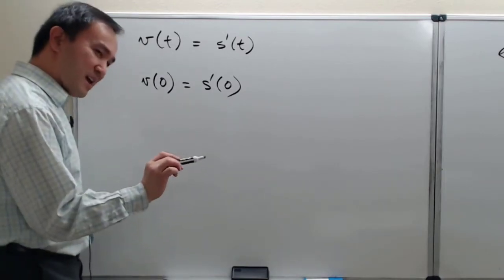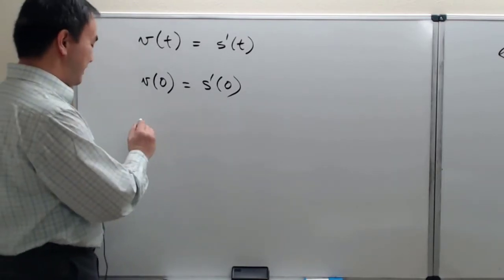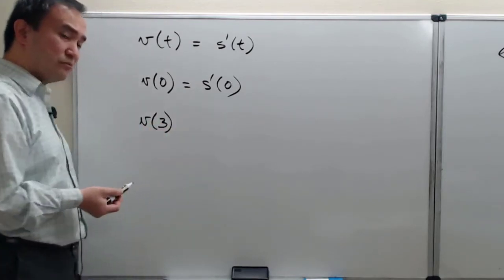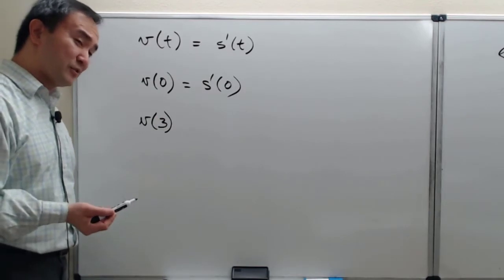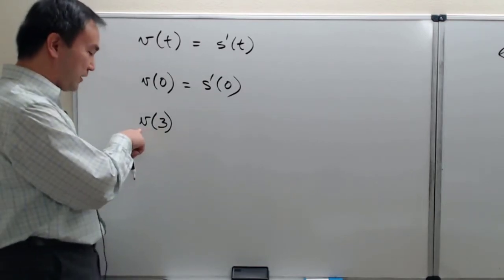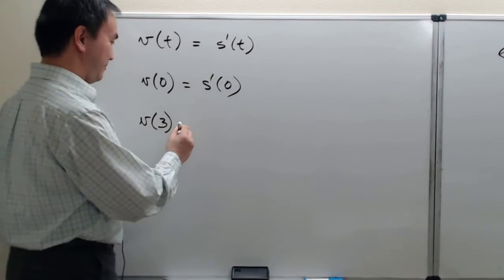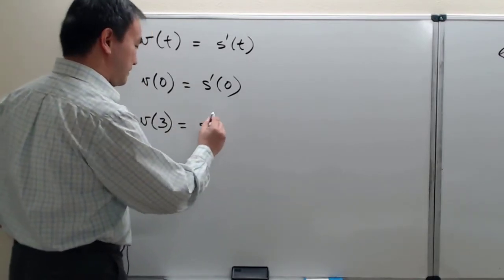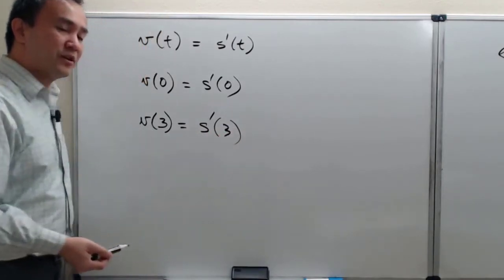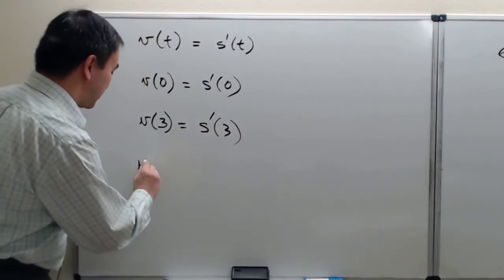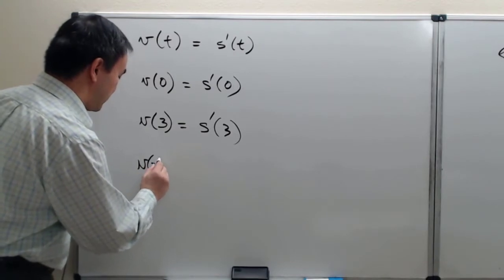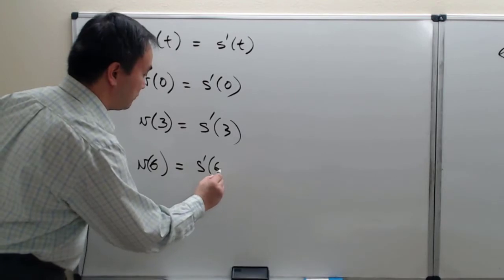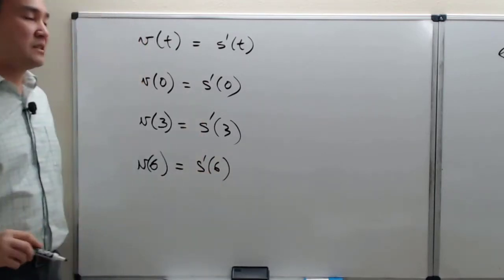It's part A, the first little question. And then at 3 seconds after the particle starts to be in motion, we're looking for the velocity at time t equals 3. That means s prime at 3. Okay, and so on. We're looking at v at 6, and that means s prime at 6. We're just going to have to calculate these three different quantities.